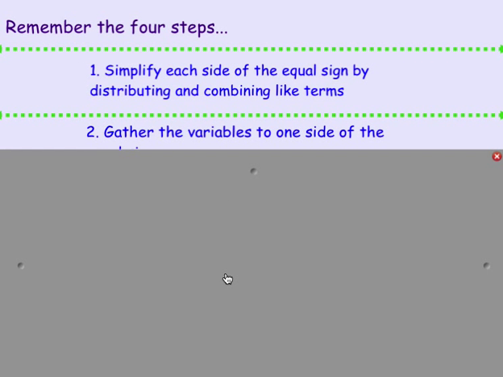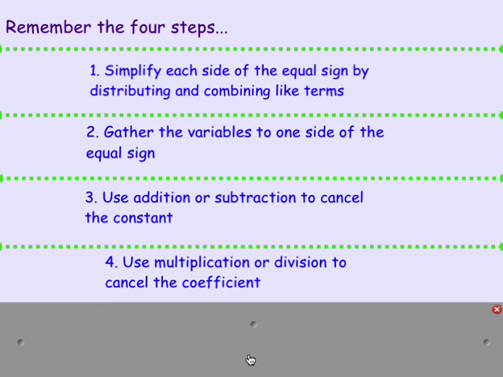I want you guys to just fill in the blank, and I know it's kind of tedious, but I do think it's really important to write them down so you have them as a reference if you get stuck on a part. Your first step is to simplify each side of the equal sign or inequality sign, like we're doing today, by distributing and combining like terms.